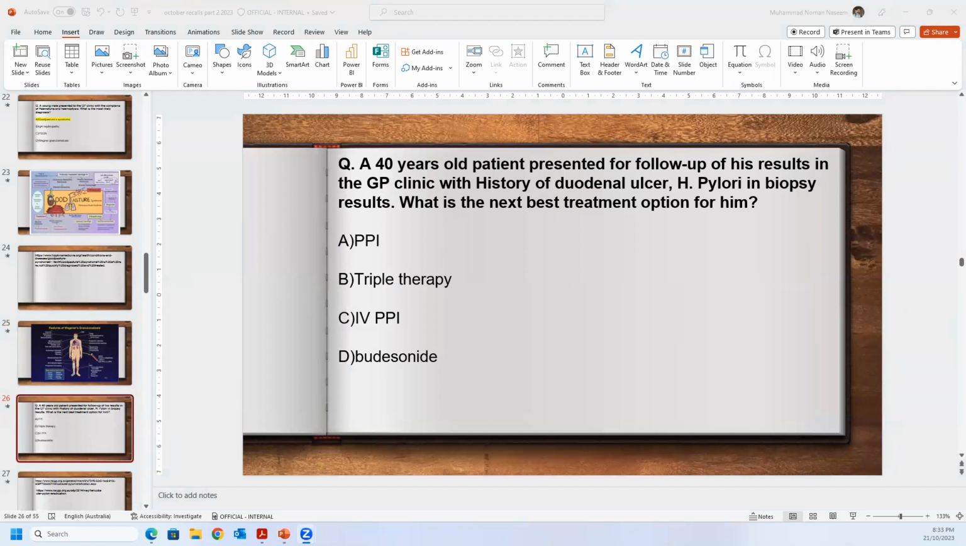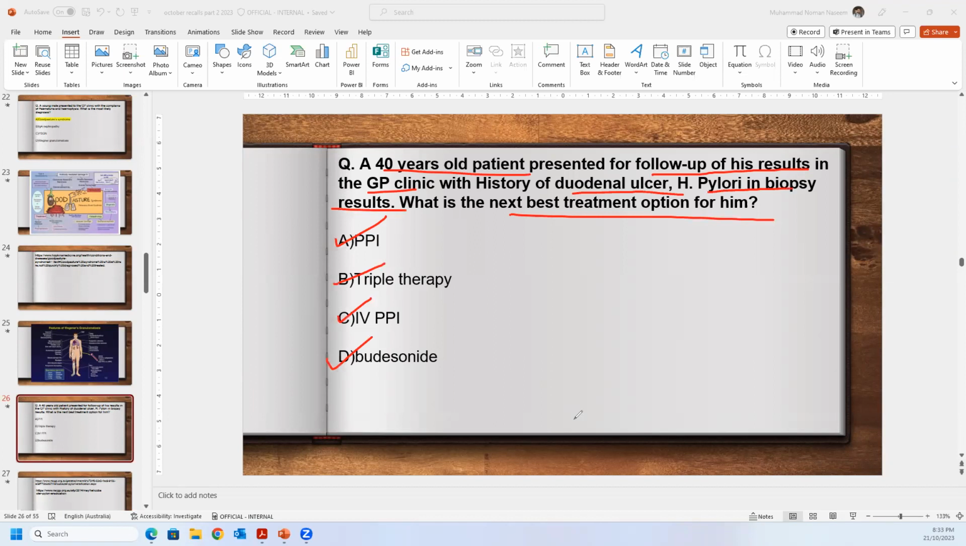Next question. A 40-year-old patient presented for follow-up of his results in the GP clinic. He had a history of duodenal ulcer, and the H. pylori biopsy test result is positive. What is the next best treatment for him? PPI, triple therapy, IV PPI, or budesonide?